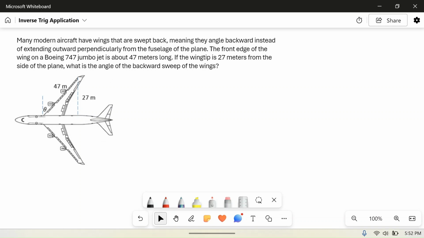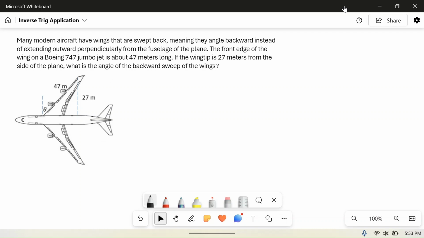There's a line extending outwards that we've drawn perpendicular to the plane, right at the front of the wings. We want to figure out the angle theta between that perpendicular distance out from the side of the plane and the actual front edge of the wing. So that's the angle theta that we're trying to find.